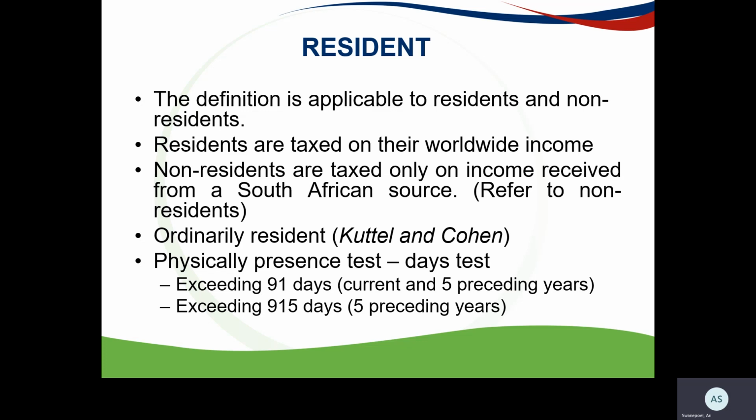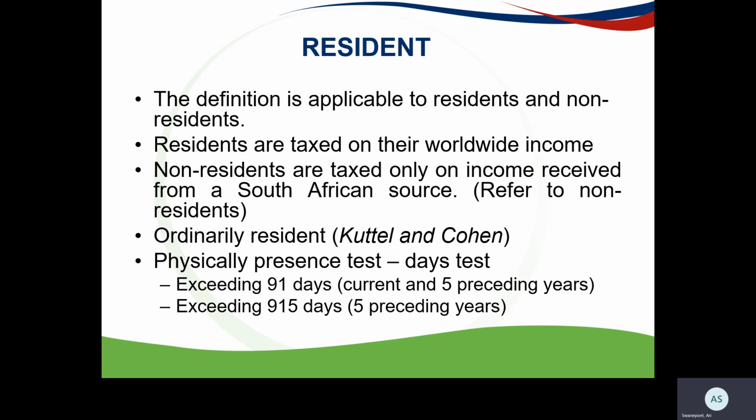Okay, then tests to determine whether you're a resident. There's the ordinarily resident test. And in the Cuttle and Cohen cases, Cuttle was ordinarily resident in the USA, although he also had a home in South Africa. And in Cohen, the court held that where a person returns to after his wanderings is where his ordinary residence is. In Cohen's case, that was South Africa.